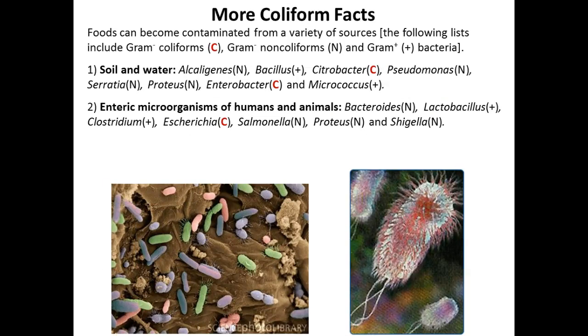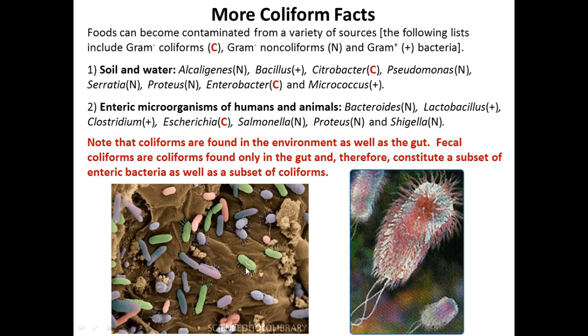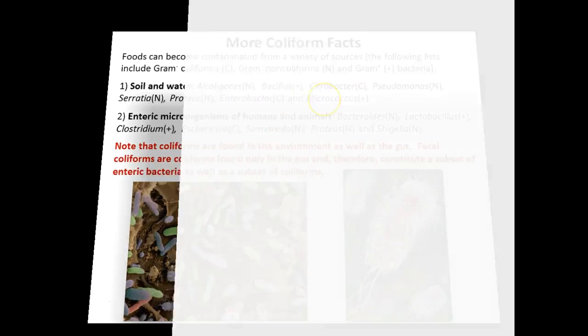Foods can become contaminated from a variety of sources: gram-negative coliforms, gram-negative non-coliforms, and gram-positive bacteria that can cause problems. Several come either from the soil or water. Others are enteric ones that come from the guts of humans and animals. Note that coliforms are found in the environment as well as in the gut, although fecal coliforms are found only in the gut. So when we're talking about coliforms that are fecal, they're the enteric microorganisms.